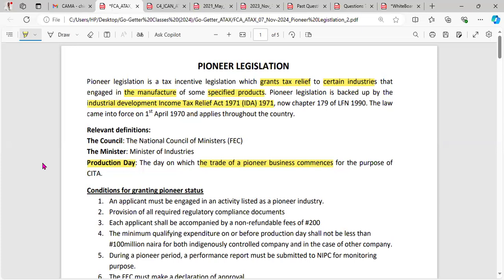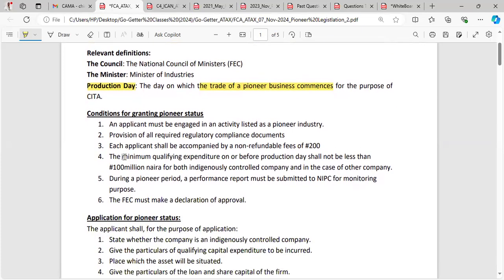Now, this term is very crucial in this topic. This is a very crucial term, and so we need to take special notes of it. Not every company can just go and become a pioneer company. For you to become a pioneer company, you must meet certain conditions. So what are the conditions?